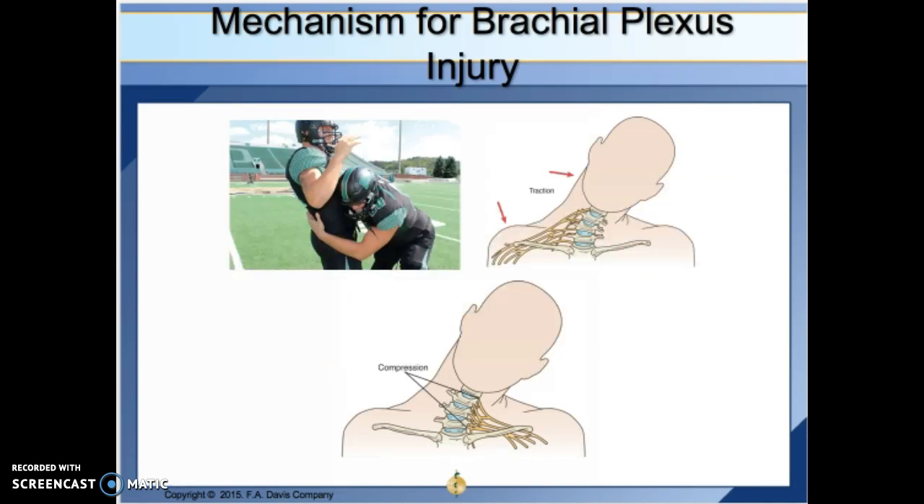All right, so this is an illustration of the compression and the traction, the two mechanisms for brachial plexus injury. It is very common in tackle sports, so rugby, possibly men's lacrosse, even though that's not truly a tackle sport, and also, of course, football.